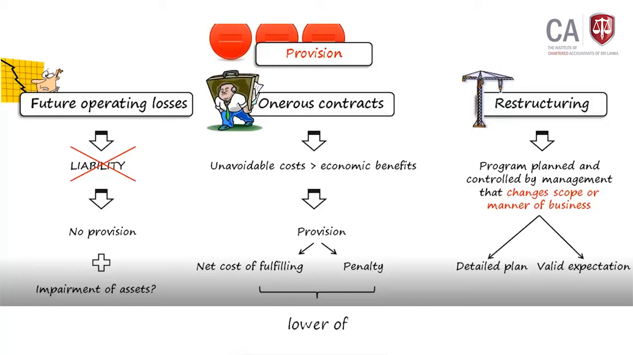We'll come to the example, don't worry. You can make a provision, but that provision should be the lower of what? The net cost of fulfilling the contract or the penalty, whichever is lower. Look at this example.